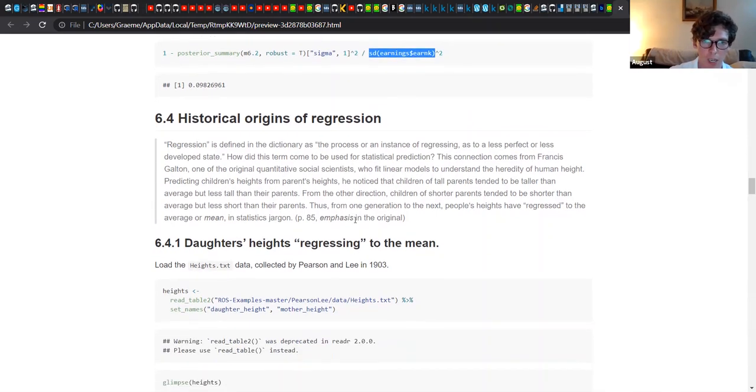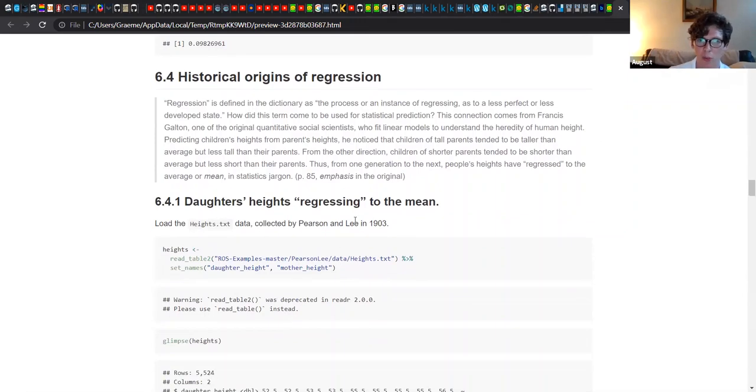Anyway, let's get down to the historical stuff about Galton. He was Darwin's cousin, and he was really into eugenics, which is rubbish. But as a former neuroscientist, I'm appalled that one of the fathers of statistics was a eugenicist. Anyway, I believe it was popular for a short period of time, not permanently.